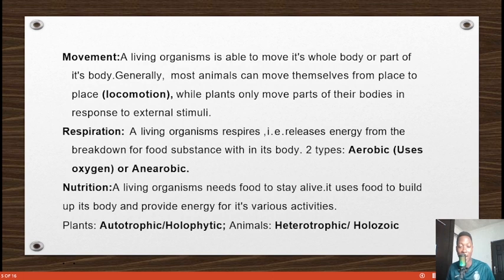The one that we know, the plants, make their own food, and it is called autotrophic or holophytic nutrition. Please note that. You see that it's bold. Autotrophic or holophytic nutrition. And animals cannot make their food, but they depend on plants for food, and that's called heterotrophic or holozoic nutrition. Okay, so plants make their food through the process called photosynthesis.